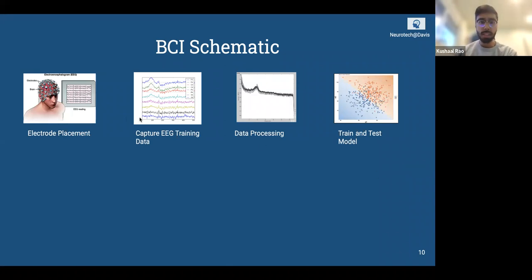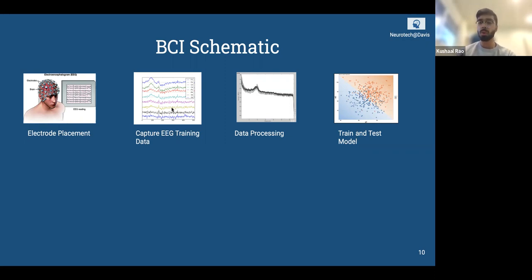So starting off in this first row, we have offline processing. You start off with your electrode placement. You prepped your subject. You put the gel on the electrodes, you place the electrodes where you want them to be placed, and you collect EEG data. You then capture EEG training data.